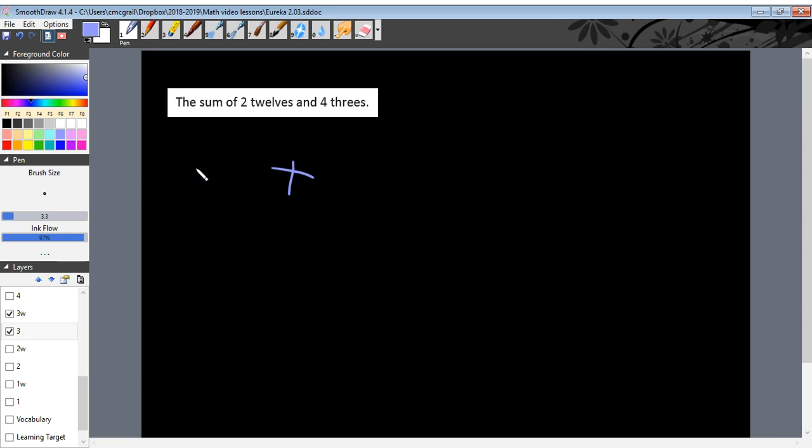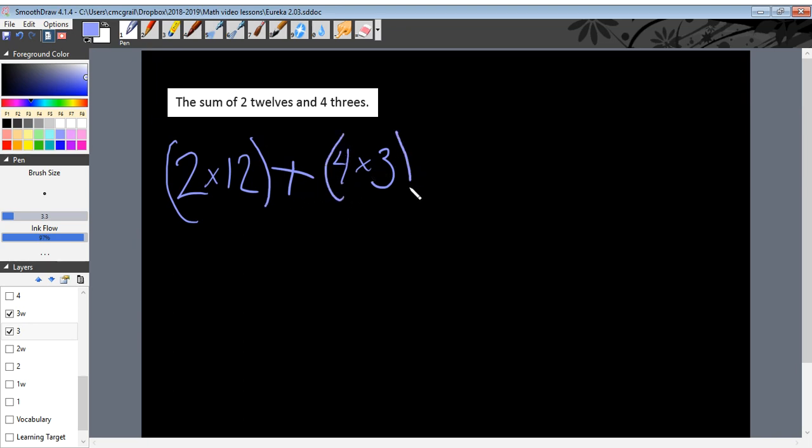Well, I have a couple options. I could do 12 plus 12, but I'm going to do 2 times 12. So I'm going to write 2 times 12 here. And 4 3s. Same strategy. I can represent 4 3s by writing 4 times 3. And just like in the other problems, I want to put parentheses around both sides. So I'm going to put parentheses here because I want to look at those as one unit, and then here because I want to look at those as one unit as well.